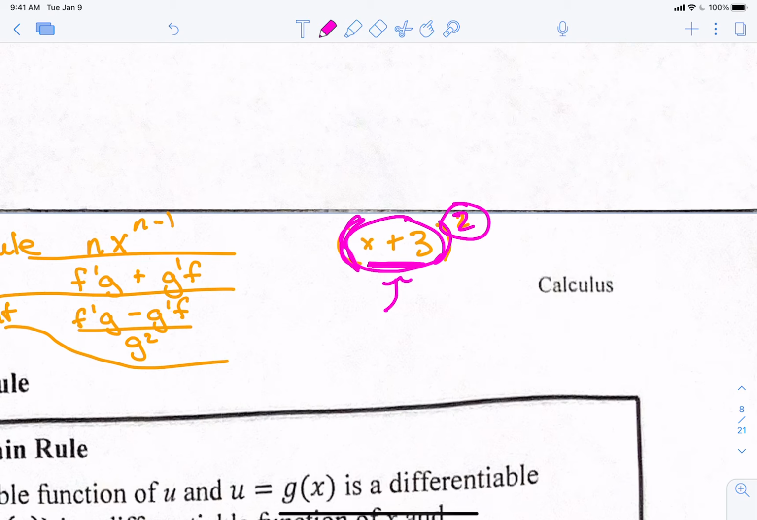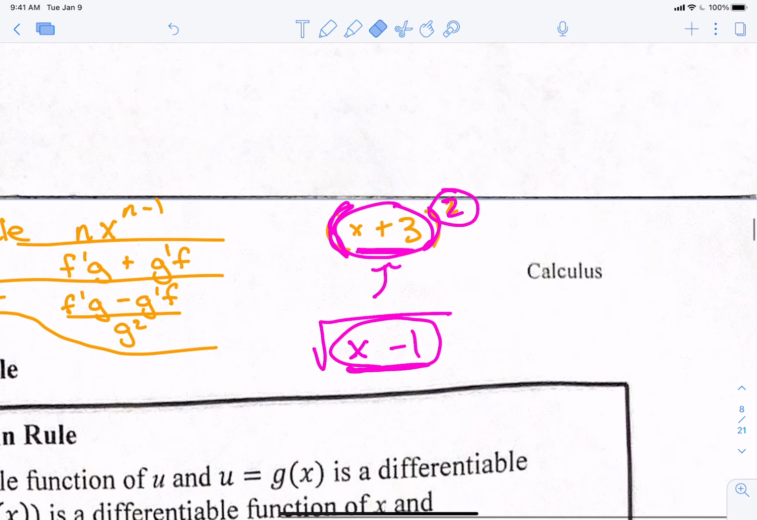Another one would be the square root of x minus 1. X minus 1 is a function on its own, but it's stuck inside of the square root function. So 2 functions combined. Make sense? No? You want another example?